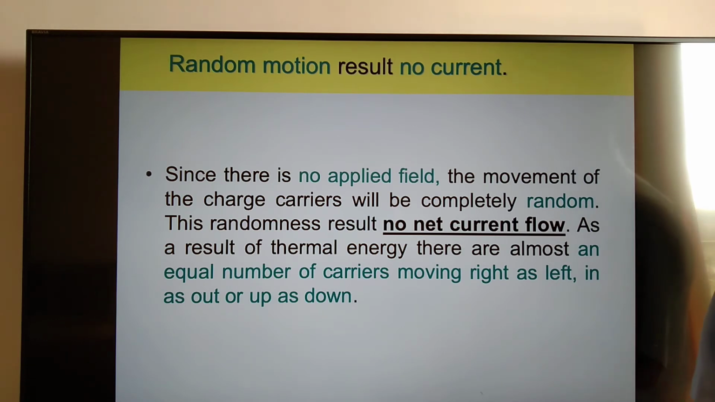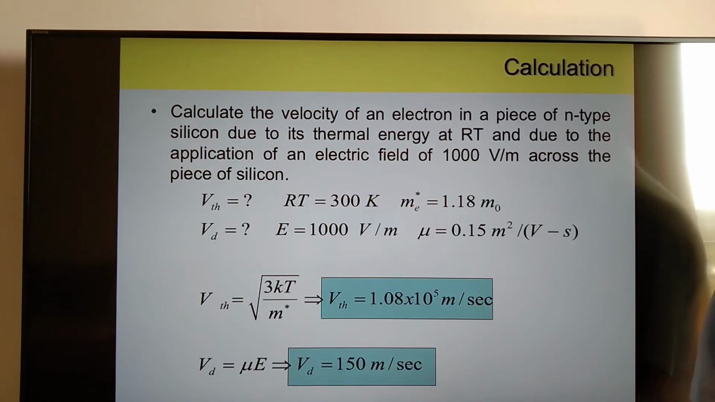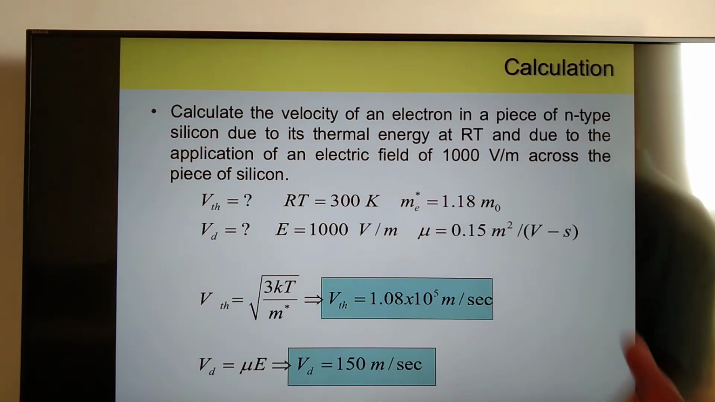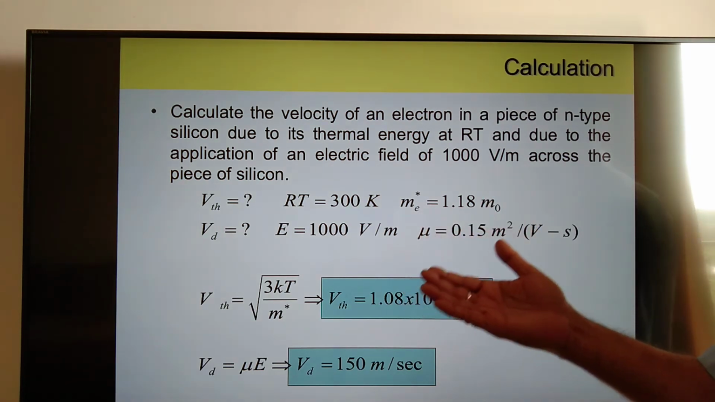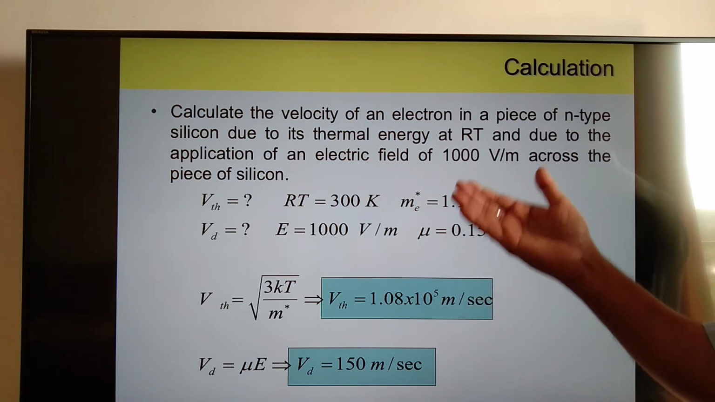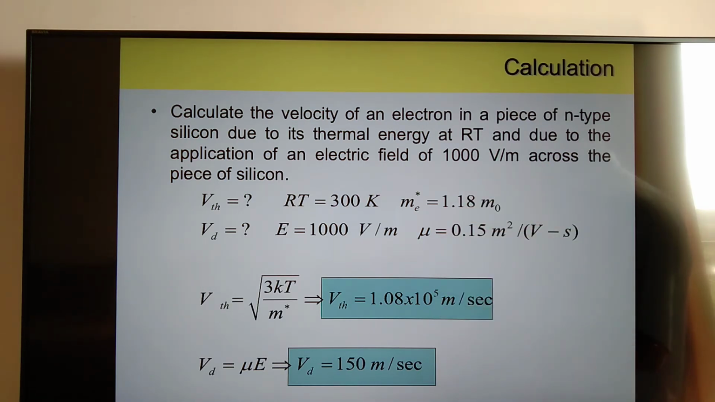But what happens if some current is given to the semiconductor? Then we will come to that later. Here one example is given. Later you can go through the slide and try to understand based on this problem, and then you can quantitatively understand the meaning of thermal velocity, also drift velocity. There is one example given here.